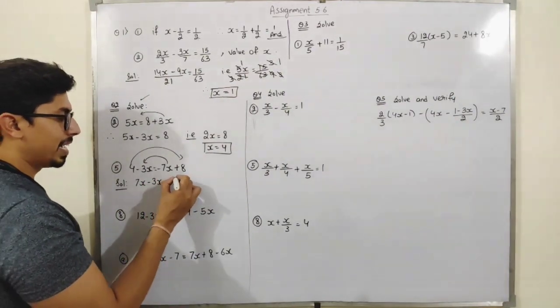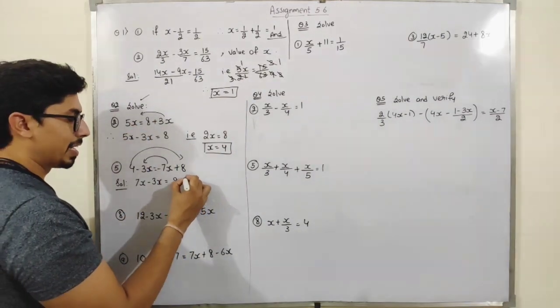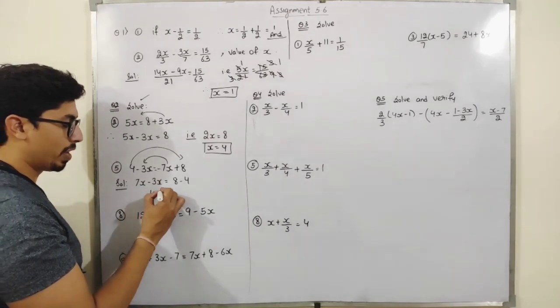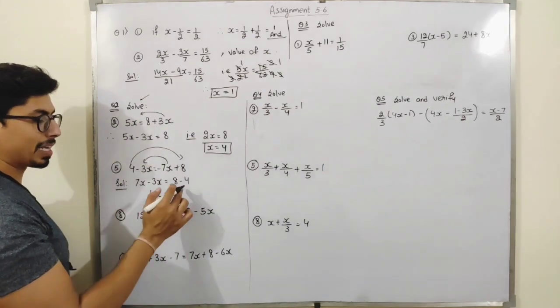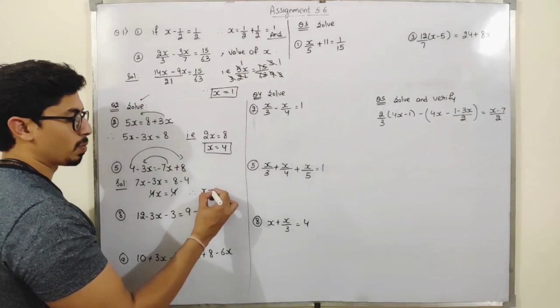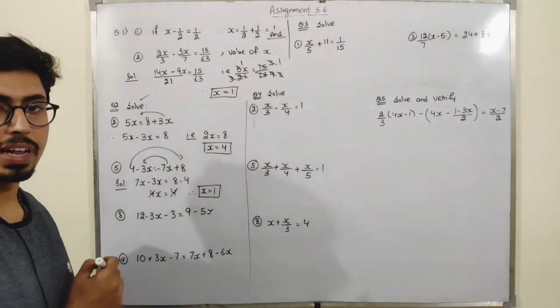Now this plus 8 as it is. 4 is positive, when it goes to the left hand side it will be negative. Okay. So 7x minus 3x will be 4x, and 8 minus 4 will be 4. 4 cancels out with this 4. Therefore x is equal to 1. So x is equal to 1 is our required answer.